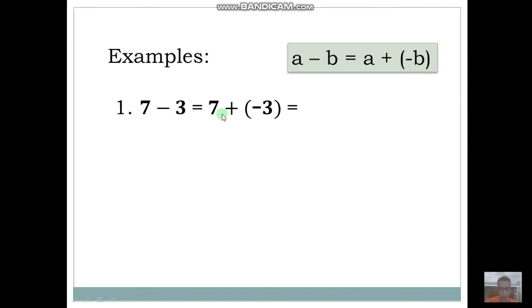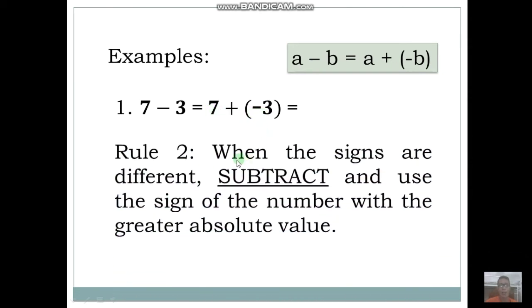So, after this one, tingnan nyo kung magkaiba bang yung sign or magkaparehas. So, in this case, we have different signs. So, we will apply rule number 2 of addition. So, we will do the subtraction. Okay, so 7 minus 3, that's 4. But positive, because the sign having a greater value here is positive. So, positive yung sagot natin.